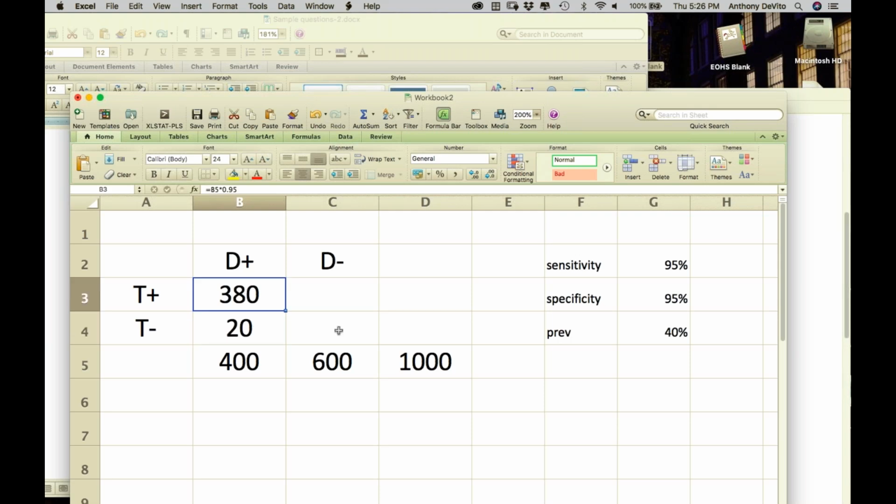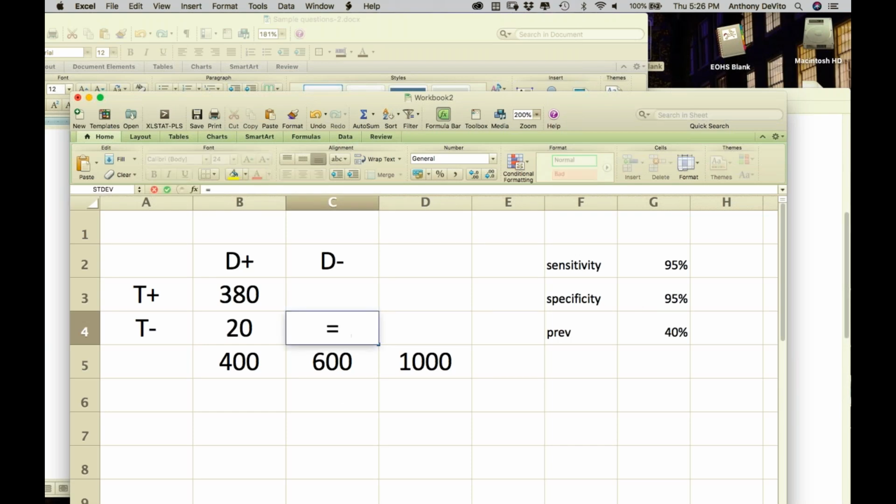So let's take a look at people that don't have the disease. It's also 95% accurate, but there's more of them. So in here, it's going to be 600 times 95%.